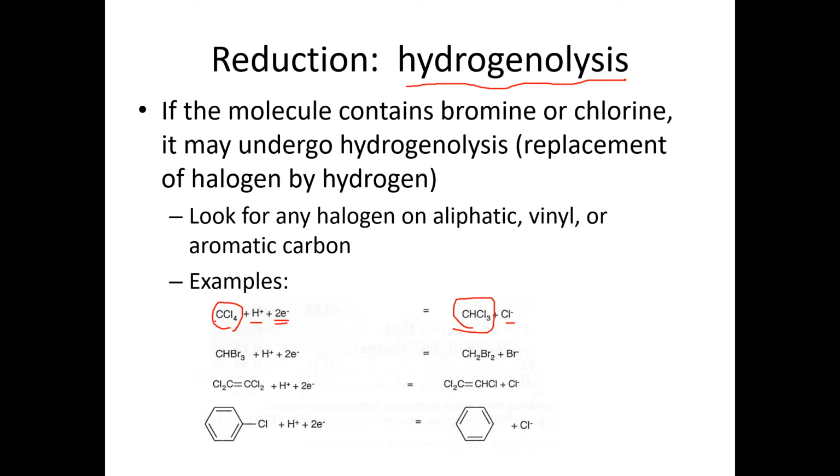Basically, anytime you see a halogen, whether it's aliphatic or vinyl or aromatic, doesn't matter, these can all undergo hydrogenolysis. One of the classic examples is tetrachloroethene, PCE. PCE can be reduced, in this case shown being reduced to trichloroethylene, or TCE. TCE then gets reduced down to dichloroethylenes. There are 3 different isomers: cis, trans, and 1,1-dichloroethylene.